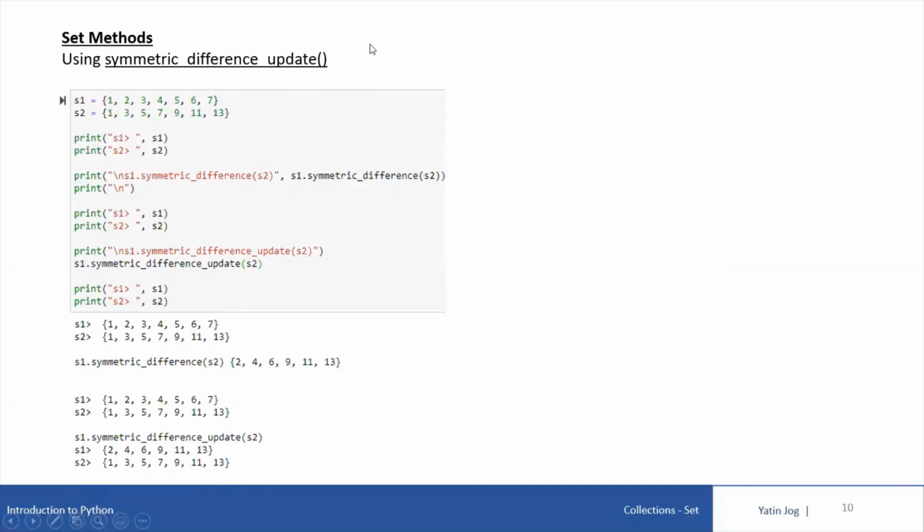So as we have discussed, always use the underscore update method if you want to store the result into the calling object.